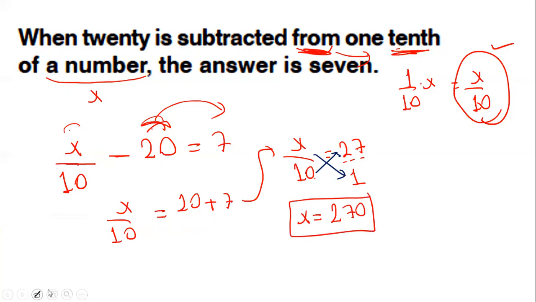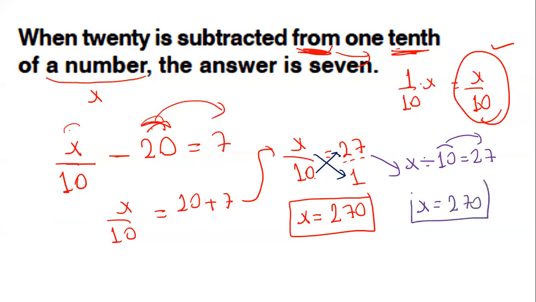So if you don't want to do cross multiply, you could do it like this too. This x over 10 is x divided by 10 equals 27. And you take this one to the other side as multiplication. x will be 27 times 10, which is 270. Again, it is up to you to use whether this or this.